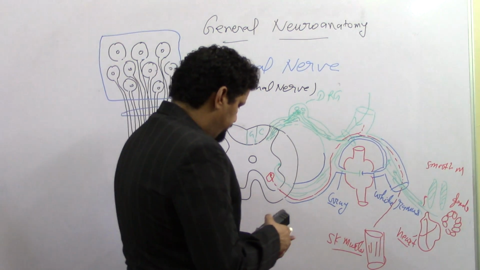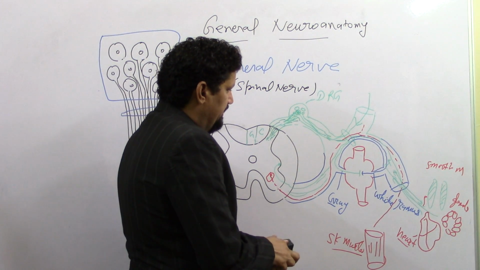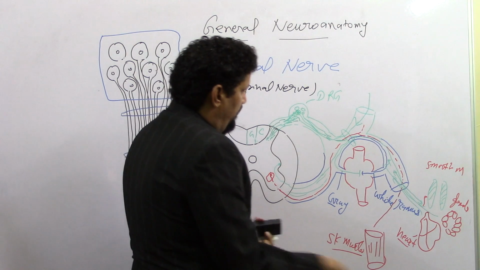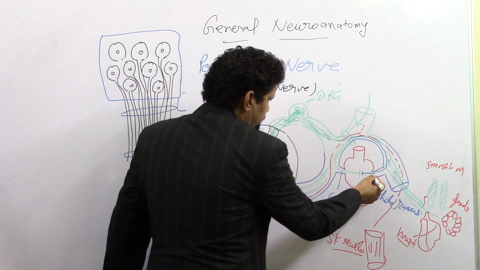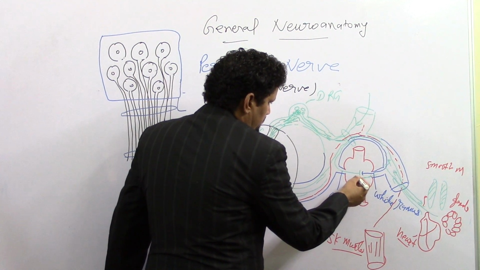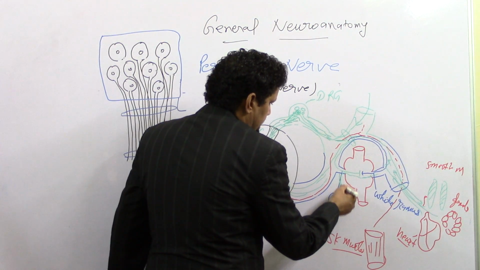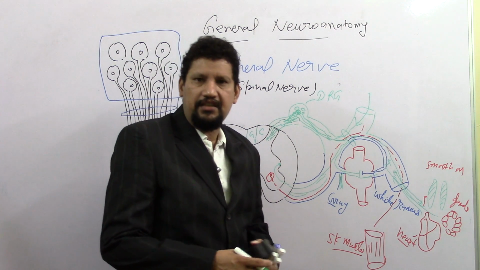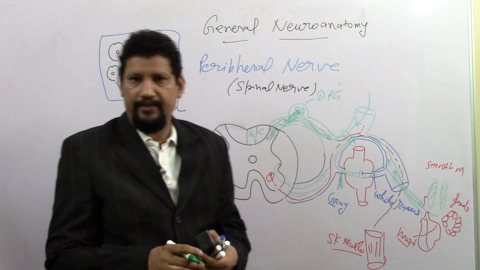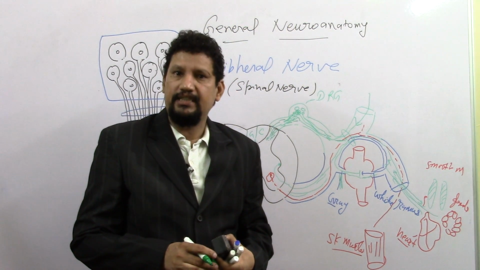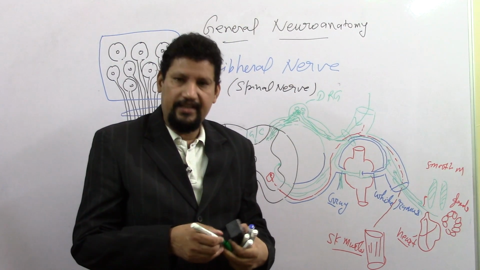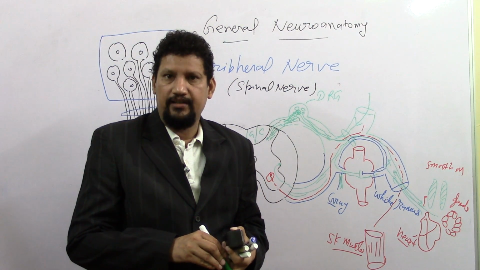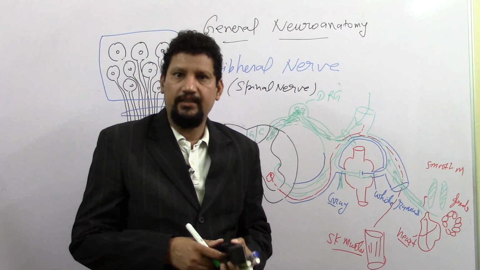Some fibers which leave the sympathetic chain without relay inside will form the splanchnic nerves, greater, lesser and least splanchnic nerves, which also have preganglionic fibers. These nerves will relay in the prevertebral ganglion to supply the viscera of the abdomen.